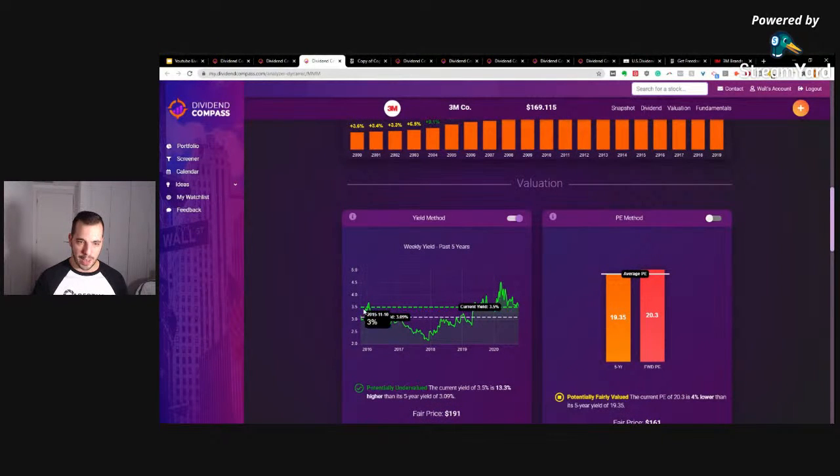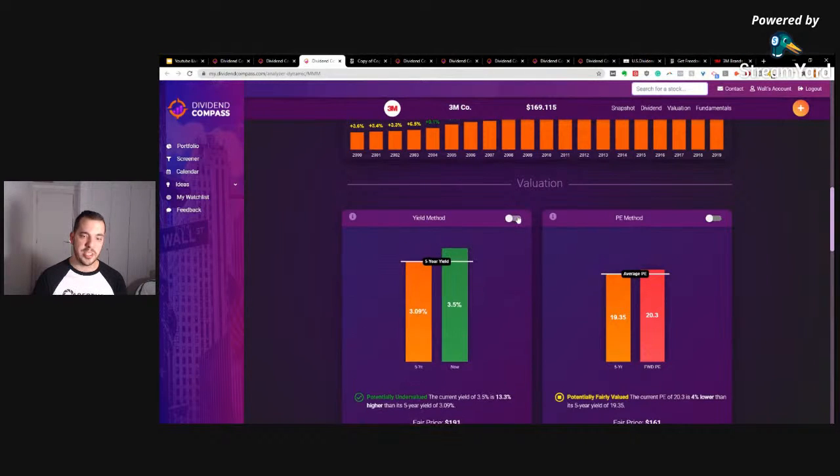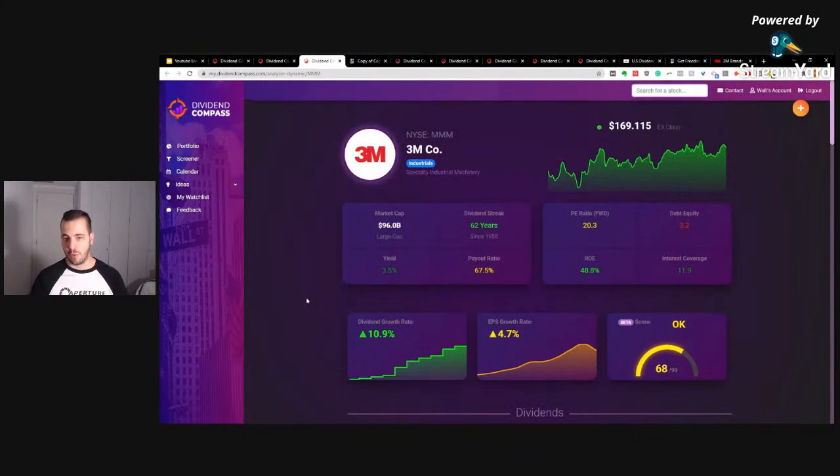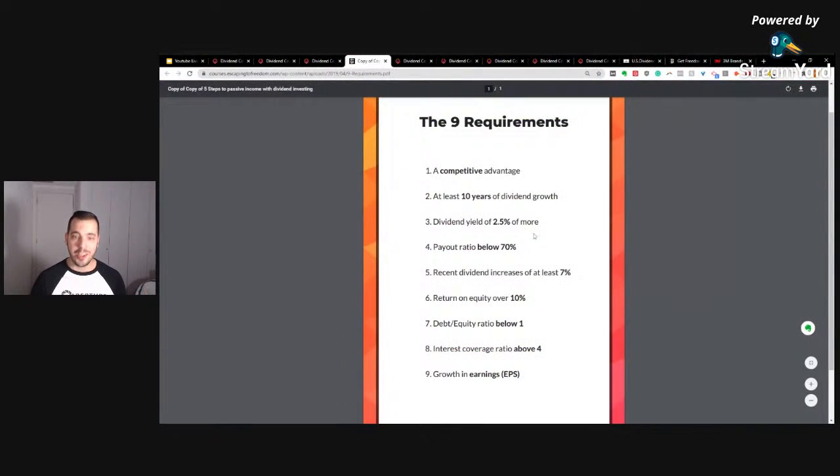This is the dividend yield of 3M over the last few years. And it got pretty low, less than 3% for quite a few years. It's only really since last year that it's got above 3%. So at the moment, you can see the yield is 2.5%, and the average yield over the last 5 years has been 3.09%. So you're getting a slightly better yield than you normally get with 3M. So it obviously satisfies the yield requirement as well.